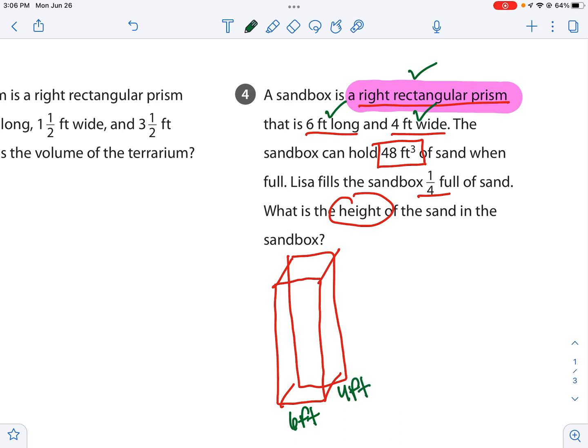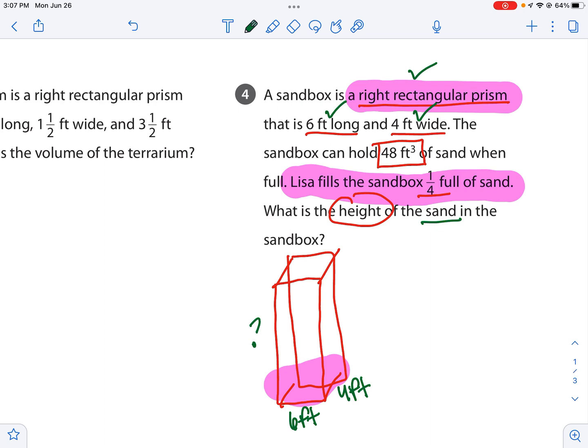When full, Lisa fills the sandbox 1/4 full of sand. What is the height? So I don't know what the height is. Okay, something I want you to pay attention to is this part here that says Lisa fills the sandbox 1/4 full of sand. So we don't know what the height is, but all we know is that it's 1/4 full of sand. So let's pretend that what I'm highlighting is 1/4 of the whole rectangle. So they want to know what is the height, not of this whole entire rectangle, but just what is the height of the sand.